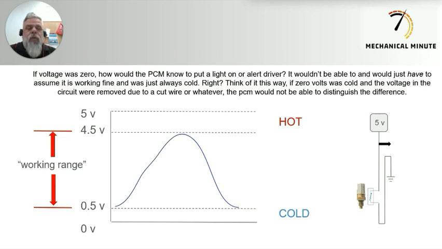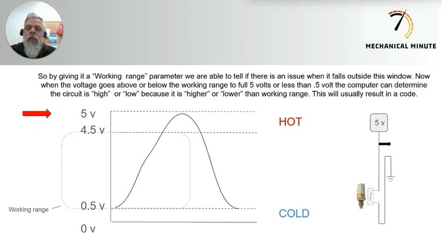Think of it this way. If 0 volts was cold and the voltage in the circuit was removed due to a cut wire or whatever, the PCM wouldn't be able to distinguish the difference. So by giving it a working range parameter, we are able to tell if there is an issue when it falls outside this window. Now when the voltage goes above or below the working range, to full 5 volts or less than 0.5 volts, or whatever the parameter is set at, the computer can determine the circuit is high or low because it is higher or lower than the working range.